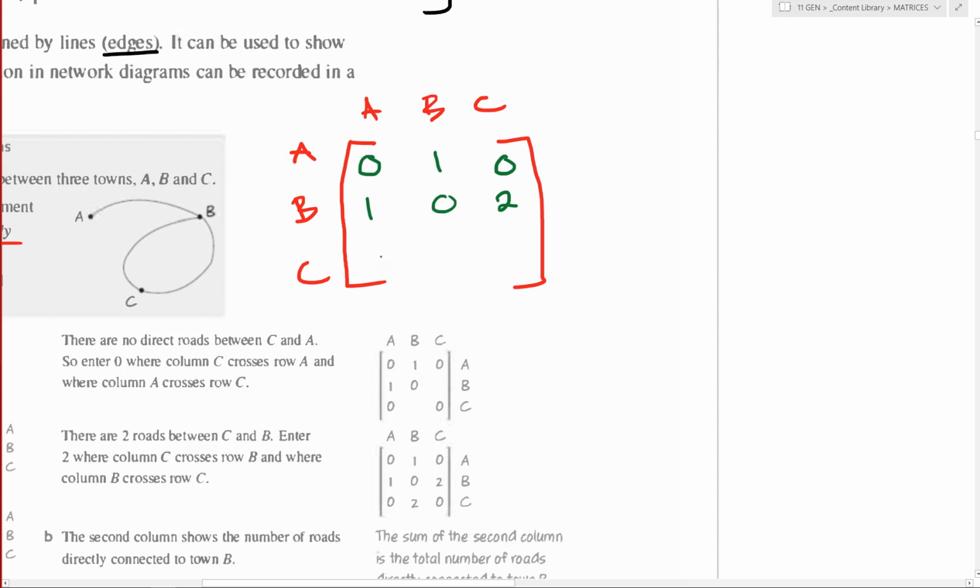C to A, there's 0, but good question for that, Alyssa. C to B, there's 2, and then C to C, there's 0. So there's my adjacency matrix to represent this graph here.